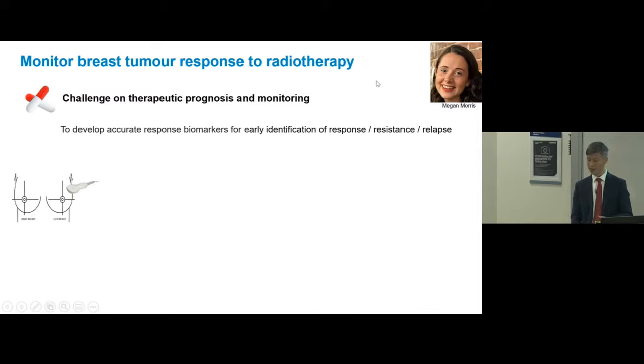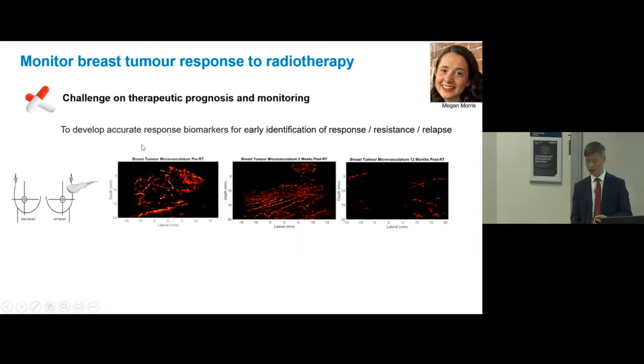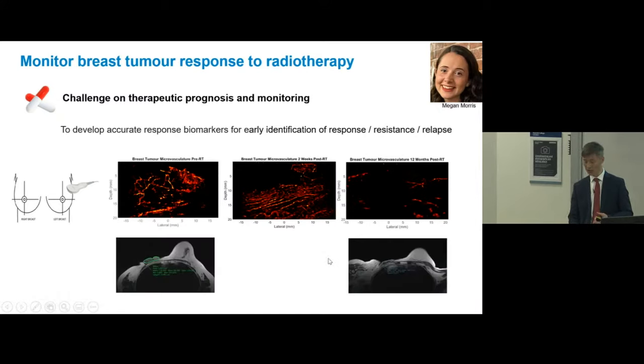This is another study led by Megan in collaboration with ICR, where, if you remember, we have this challenge on therapeutic prognosis. Really, we want to predict whether things are working or not at an early stage. This is just starting, and we have a few data, but what you're looking at is a super resolution microvascular image of a breast cancer before the radiotherapy, 2 weeks after, and 12 months after. You can clearly see that the tumor is gone in 12 months. But the trick is we want to look at the pre-RT and 2 weeks after, and find the feature that can predict the 12 months. That is the key. So this is ongoing, and we hope to get some results very soon.